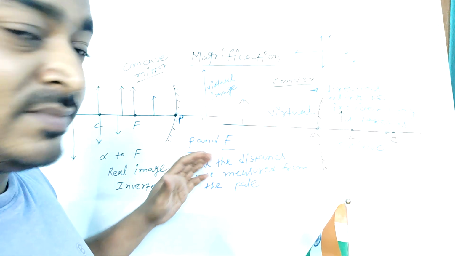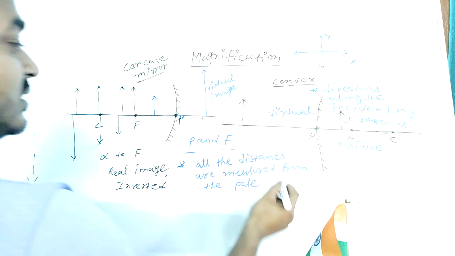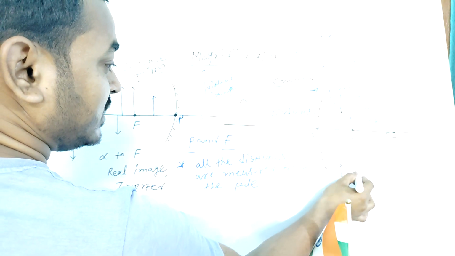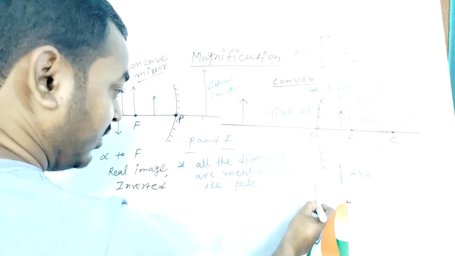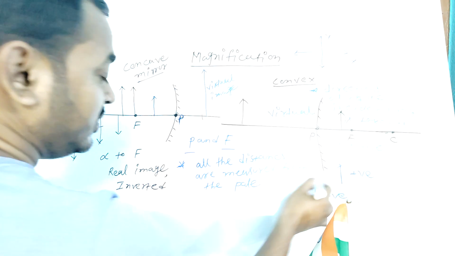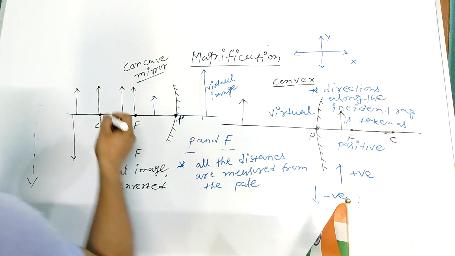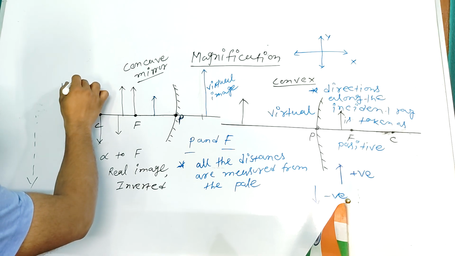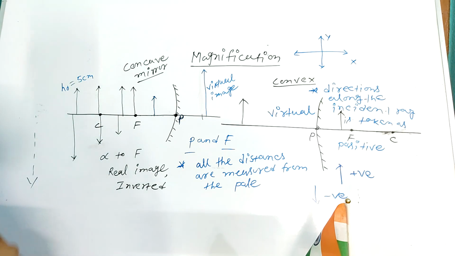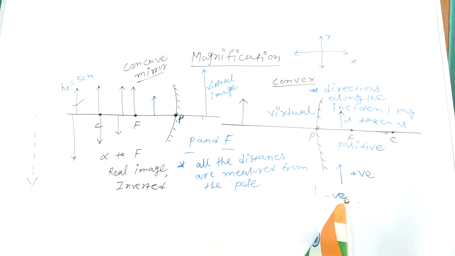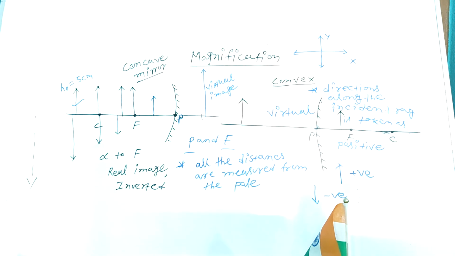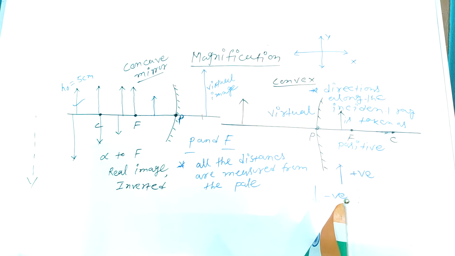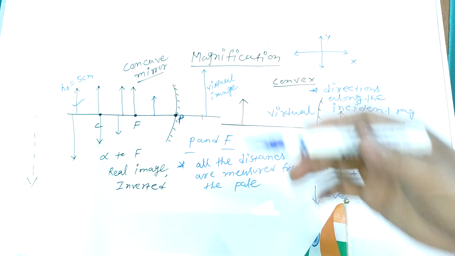Is it clear? So upward direction is taken as positive, and downward direction is taken as negative. For example, I'm placing the object over here. The height of the object is given as 5 centimeters. Let me check first, is it visible or not? Hello? Achha, so the height of the object is 5 centimeters. Fine, it's visible.